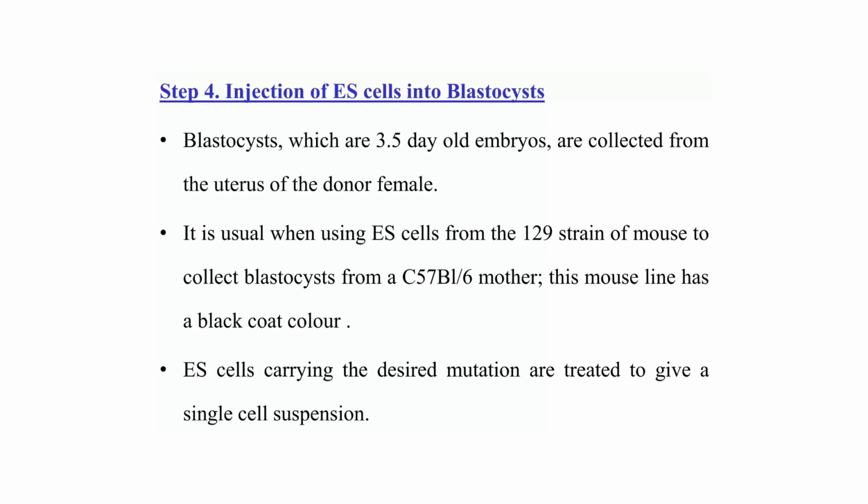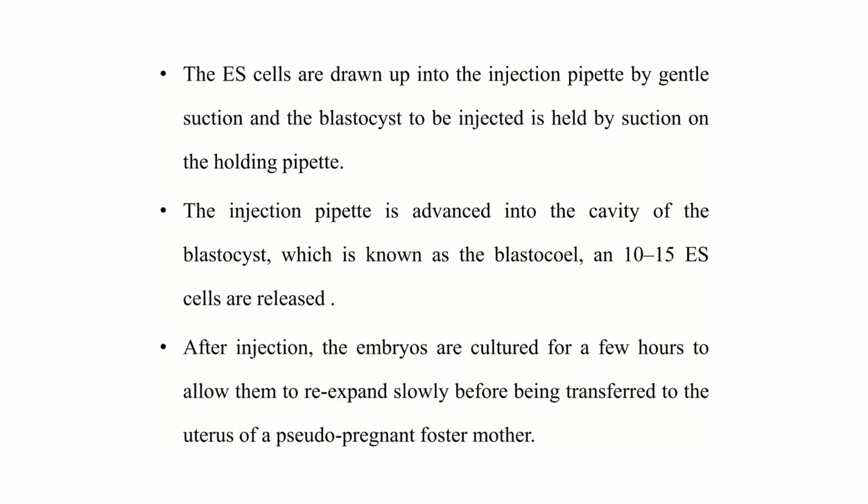ES cells carrying the desired mutation are treated to give a single cell suspension. The ES cells are drawn up into the injection pipette by gentle suction, and the blastocyst to be injected is held by suction on the holding pipette. The injection pipette is advanced into the cavity of the blastocyst, which is known as the blastocoel, and 10 to 15 ES cells are released. After injection, the embryos are cultured for a few hours to allow them to re-expand slowly before being transferred into the uterus of the pseudo-pregnant foster mother.